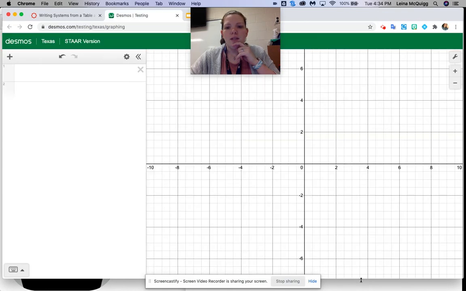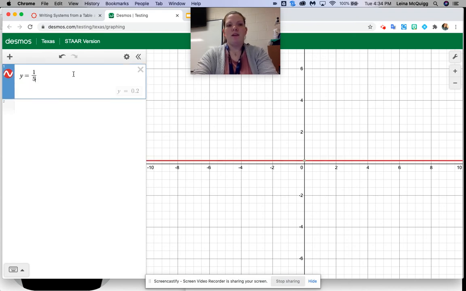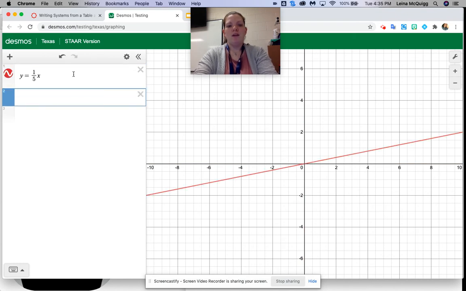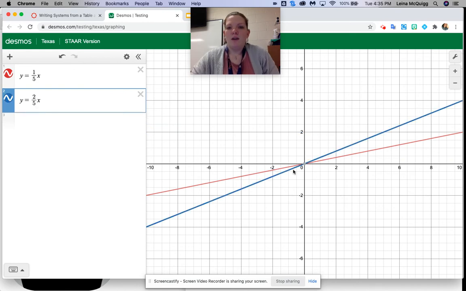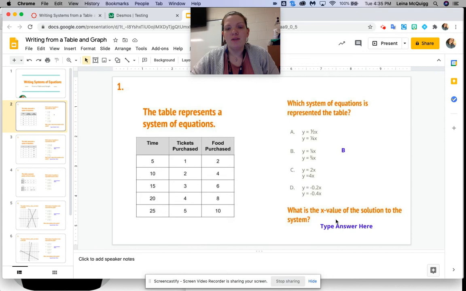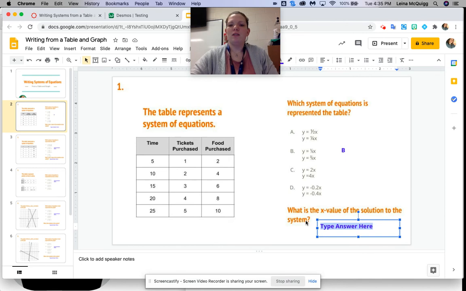All right, so we are going to put these two lines into Desmos. So we have y equals 1/5 x. Oops, I need to get my arrow over to get out of the denominator. And we have y equals 2/5 x. And where do they cross? Right here. If I click on that point, it tells me they cross at 0, 0. So my question was asking me, what is the x value of this point? So the x value is the first number, which is 0. So the x value of my solution here is 0.